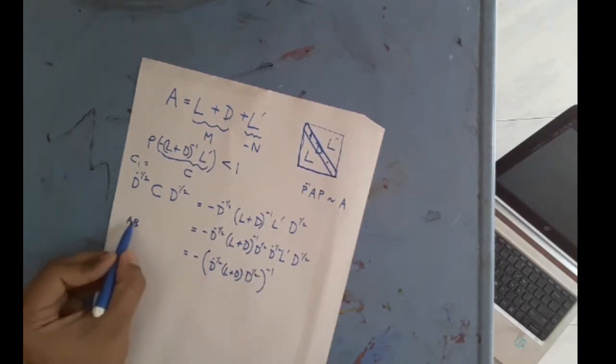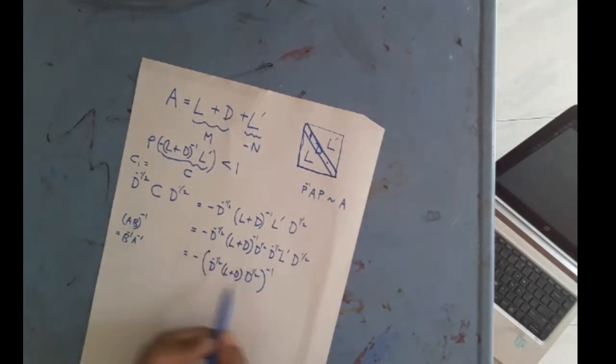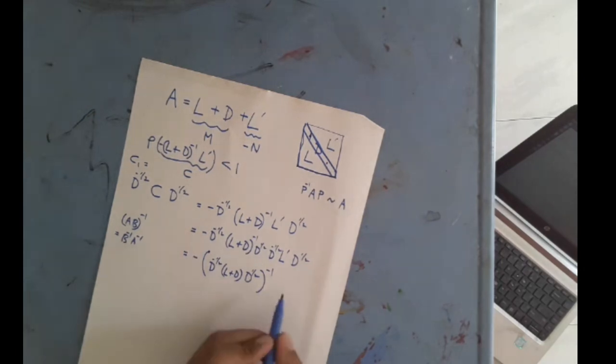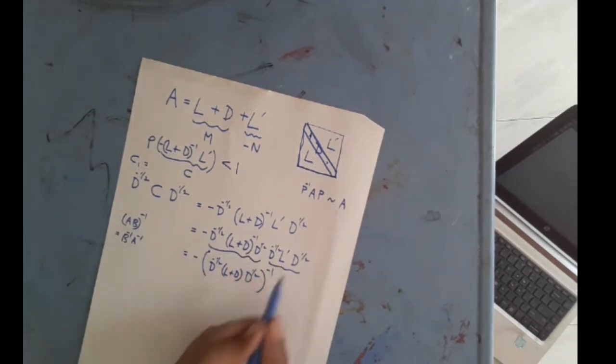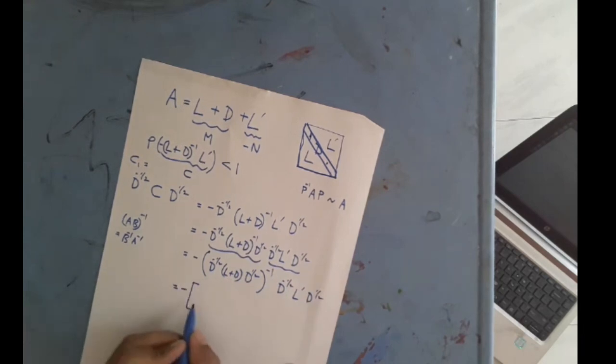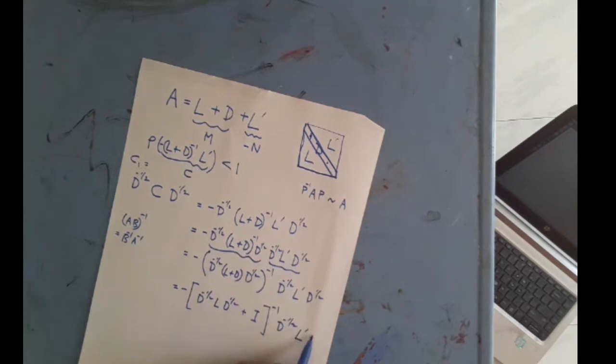So what I am using is this. If you have AB whole inverse, it is B inverse A inverse. They swap position. So if I go from here to here, D to the power minus half will become D to the power half, and D to the power half here will become D to the power minus half there. And the rest of it, I will leave as it is. So this becomes D minus half L D half plus identity. D minus half on this side, D plus half on this side. So they will be identity, inverse, D L prime. So I am getting this quantity twice, give it a name, call it L1. So it is minus (I plus L1) inverse L1.